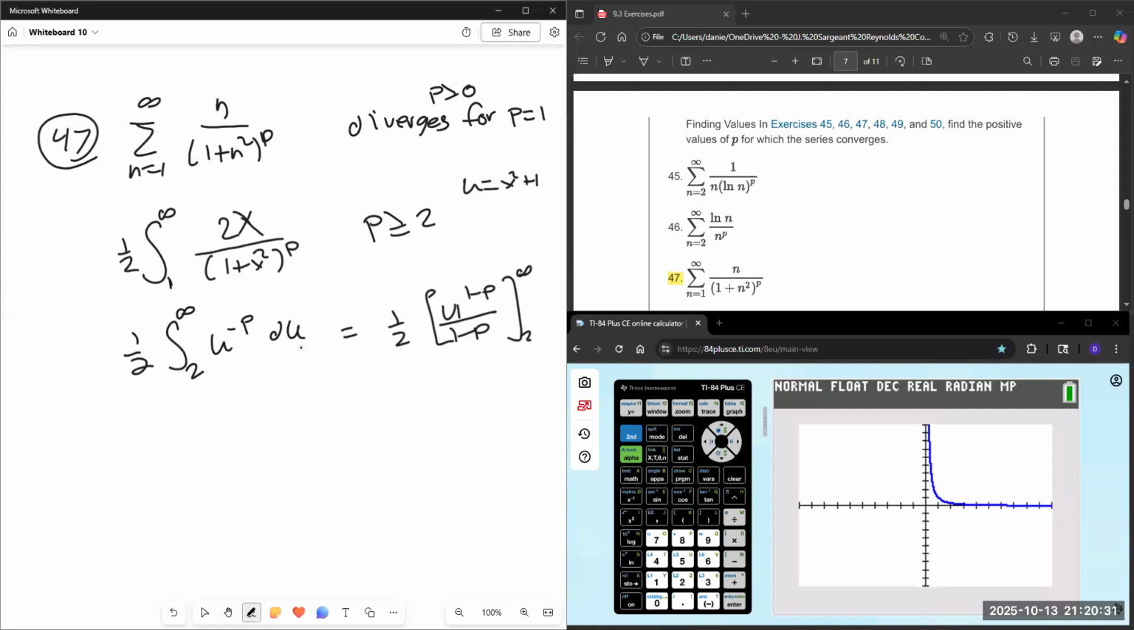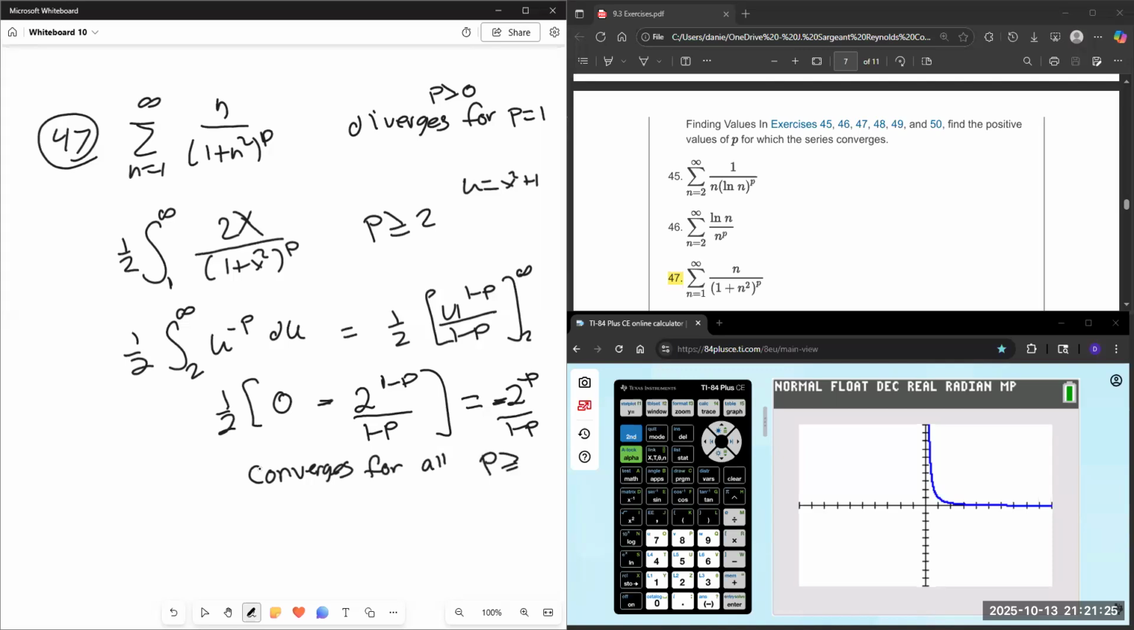As long as p is greater than 2, 1 minus p is negative, and this first part is going to go to 0, minus 2 to the 1 minus p over 1 minus p, which is going to be equal to a negative 2 to the 1 minus p over 1 minus p, which is going to be a number, and this converges for all p greater than or equal to 2.